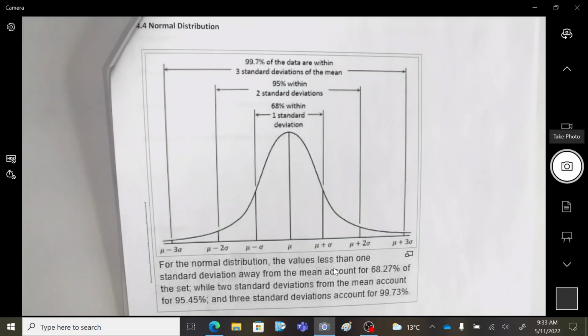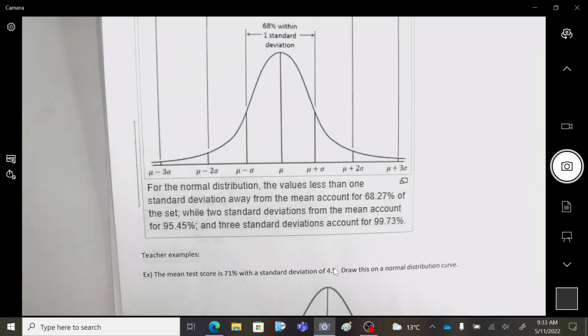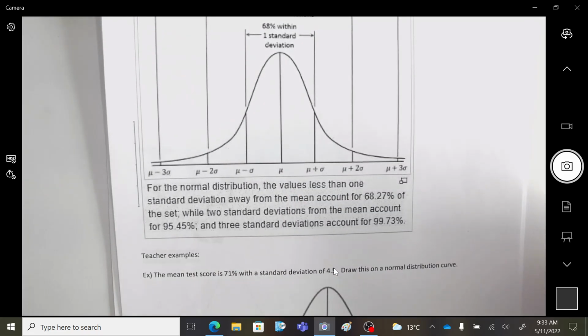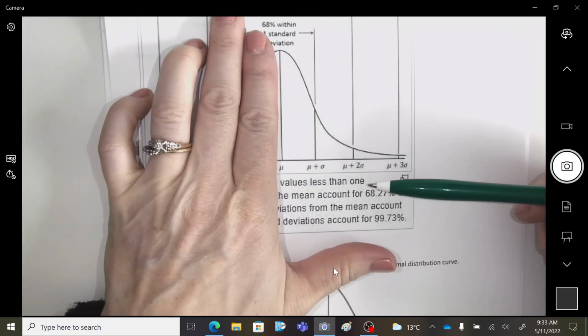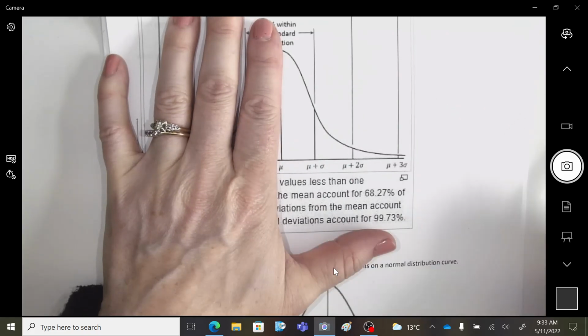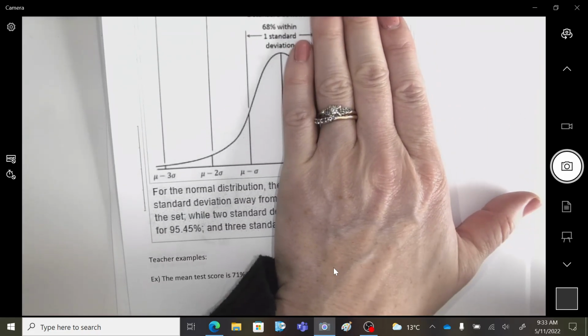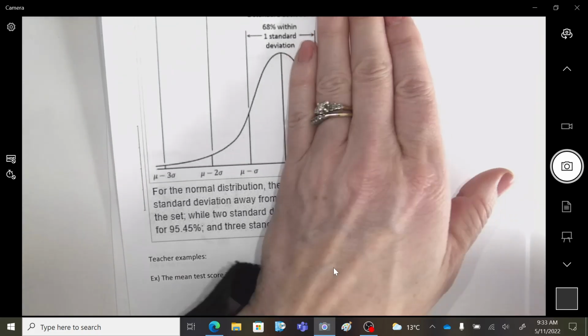Okay, so this is what we call a normal distribution of your data. It's a bell-shaped curve, and in the middle is your mean. Half the data is above your mean and half your data is below your mean. Does that make sense? With an average, half of it is above, half below.